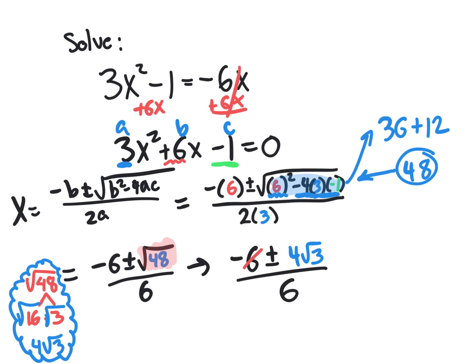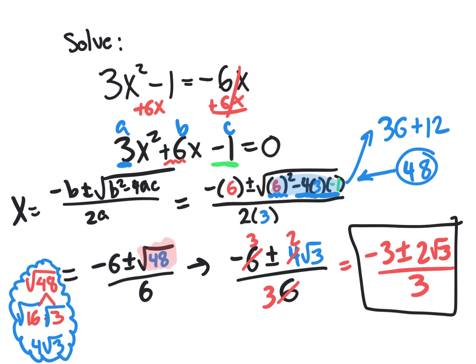So check this out. 6 divided by 2 is 3. 4 divided by 2 is 2. 6 divided by 2 is 3. We divided all of them by 2, and this is the final perfect exact answer. Negative 3, or answers, because it's technically 2 answers. The plus or minus means that there's 2 answers. But this is it, guys. This is what you're going to be selecting as your correct answer if this was the equation on tomorrow's test.